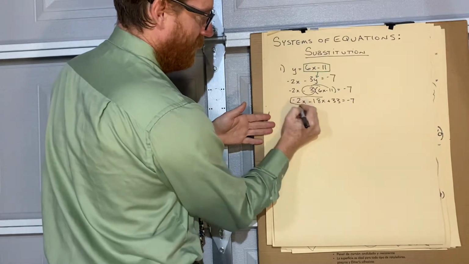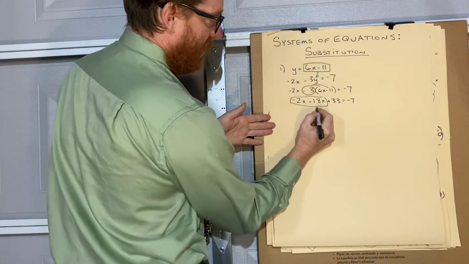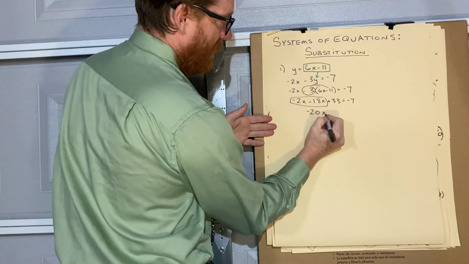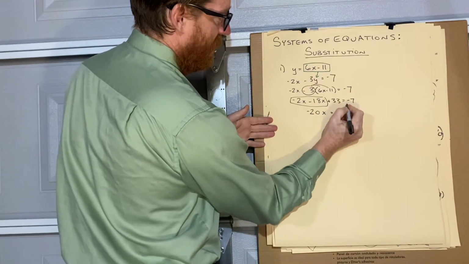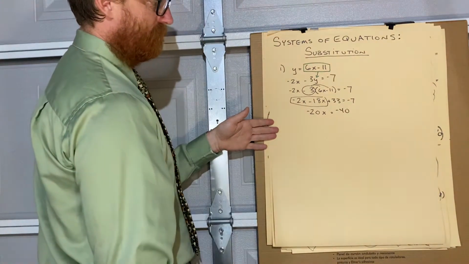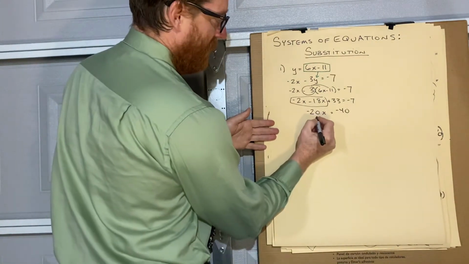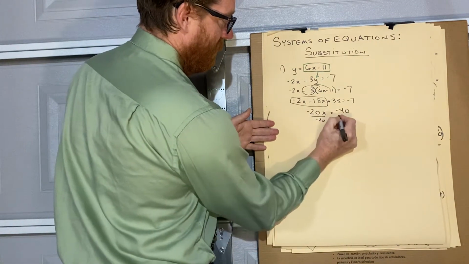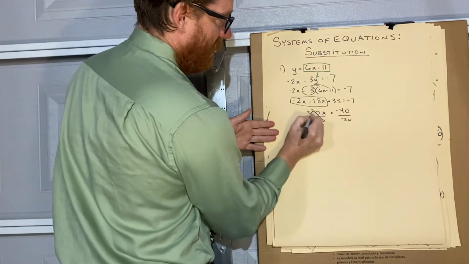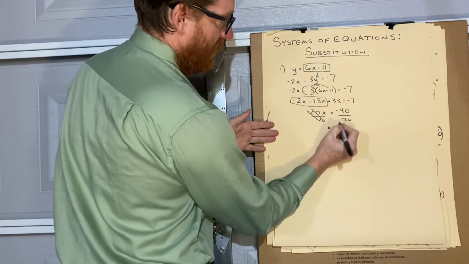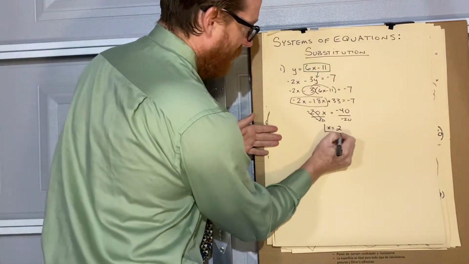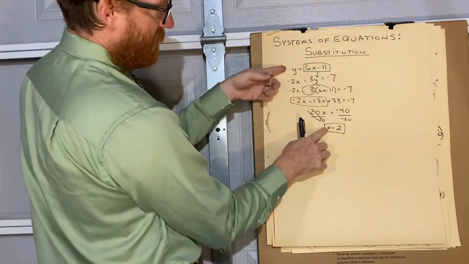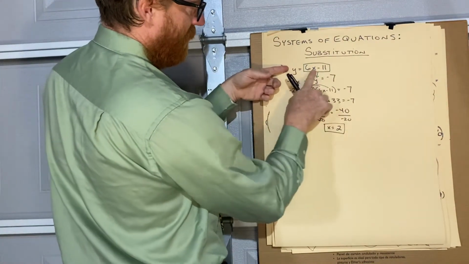Bringing together these terms right here, negative 2 and negative 18 is negative 20x. I can subtract 33 from both sides and get negative 40 on the other side of the equal sign. And now simply dividing by the negative 20 gets the x by itself, equals 2, it looks like. I'm going to take that value back into the original equation. So I'm going to plug it back in now for that x.